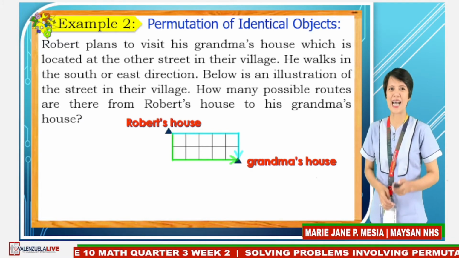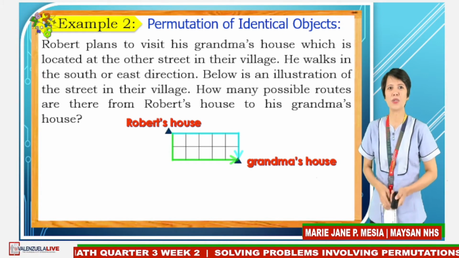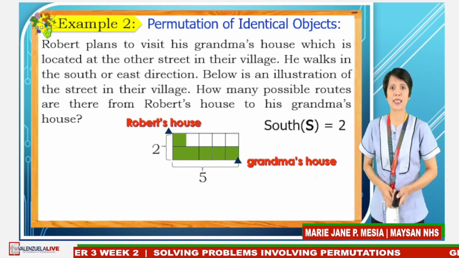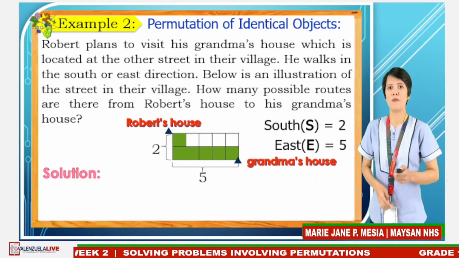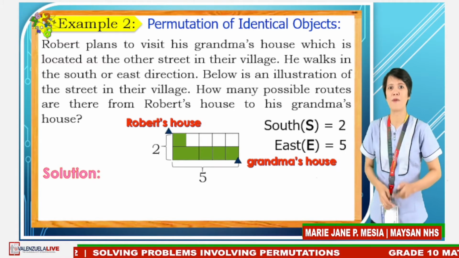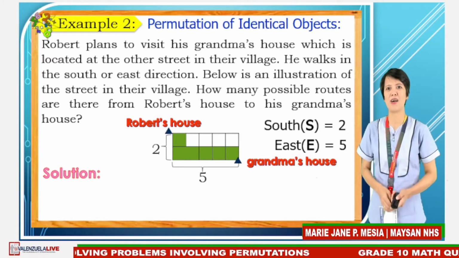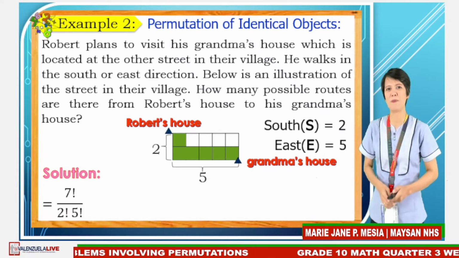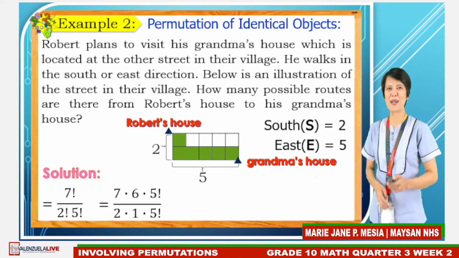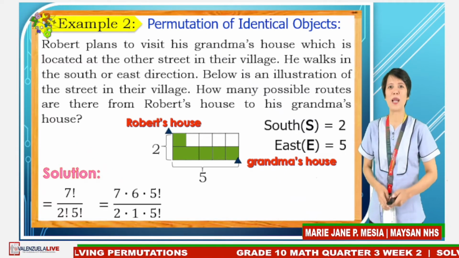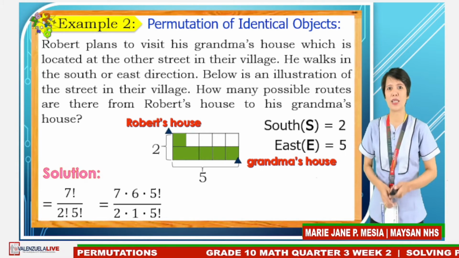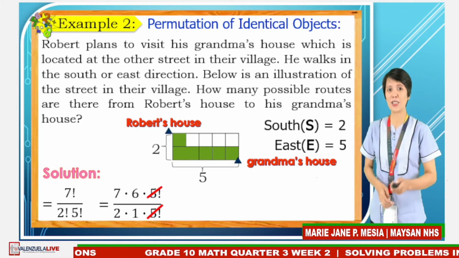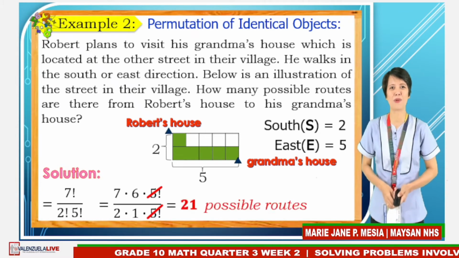To go from Robert's house to his grandma's house, he must walk 2 blocks south and 5 blocks east, which can be substituted in the formula. The permutation of possible number of routes from Robert's house to his grandma's house is equal to 7 factorial divided by 2 factorial times 5 factorial. Expand the factorial notation in the numerator up to 5 factorial, since our denominator is also 5 factorial. Cancel 5 factorial, then simplify. The answer is 21 possible routes.